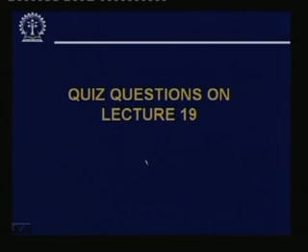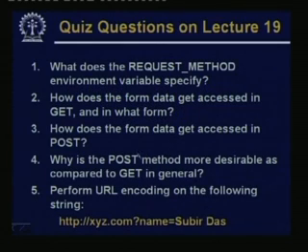Okay. Now, for the questions from today's lecture, what does the request method environment variable specify? How does the form data get accessed in get and in what form? How does the form data get accessed in post? Why is the post method more desirable as compared to get? Perform URL encoding on the following string. Okay, try to do this where there are some special symbols out here.